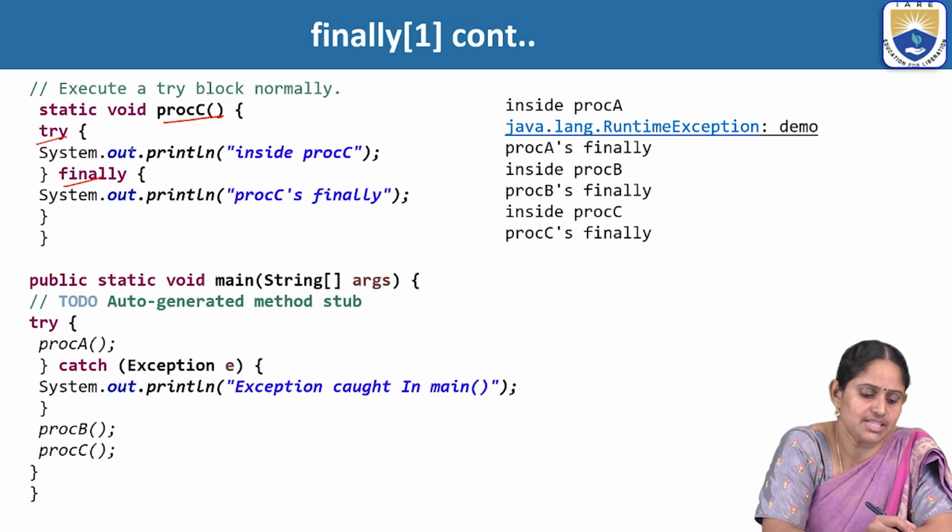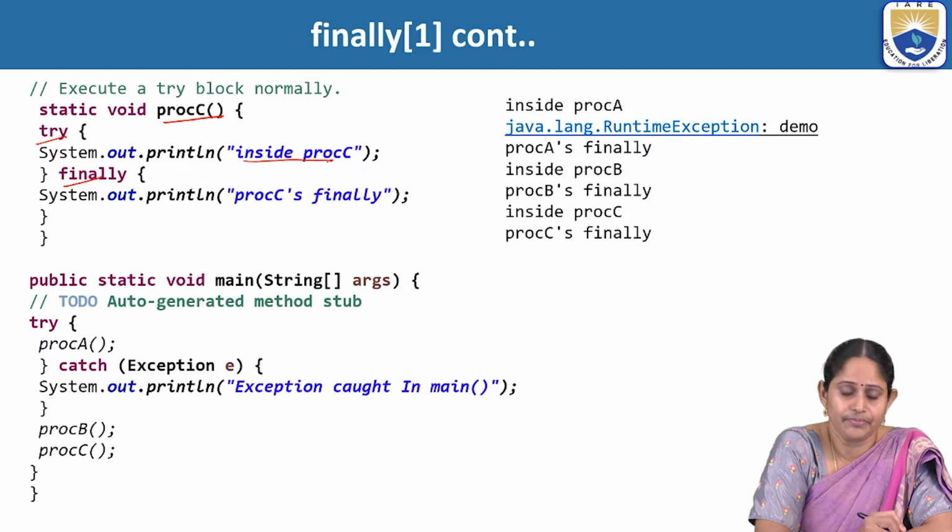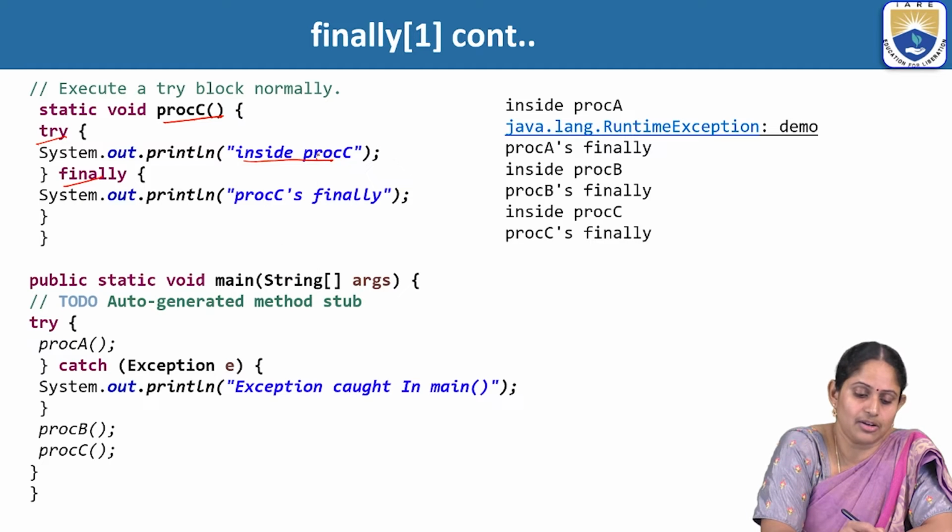Now inside procedure C, we just have a try and a finally block. So it will display the try block statements, and you get the output on the output screen. And finally, the finally block is executing over here, so this statement also will be displayed in the output.